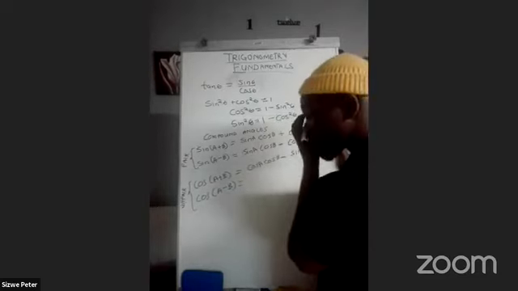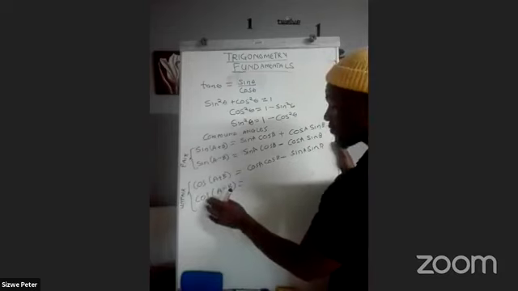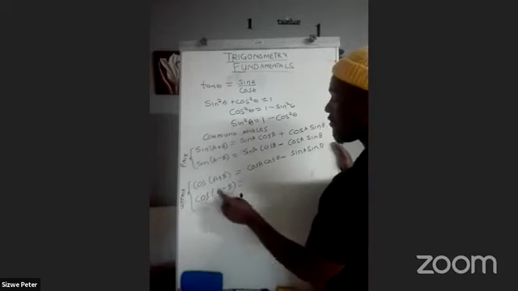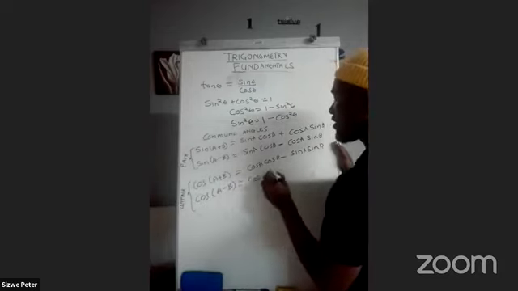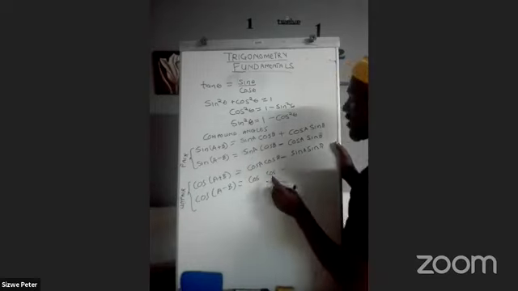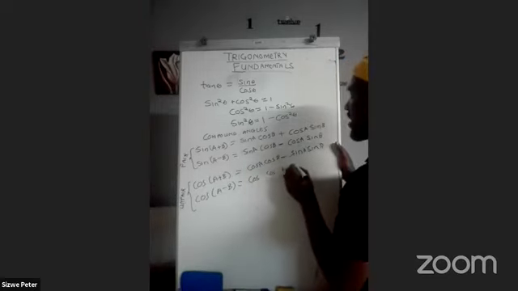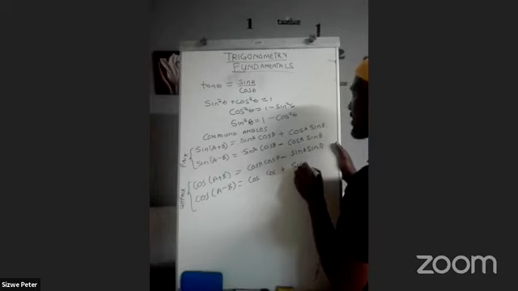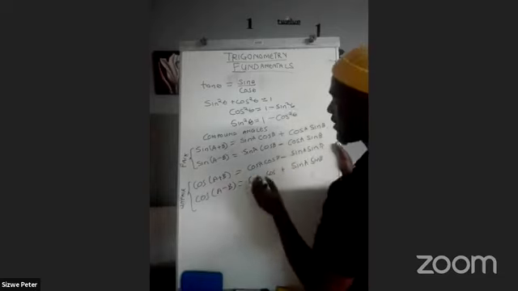Okay, for cos, the first one, I will change the sign to plus, so this becomes sine A sine B. So it's unfair.